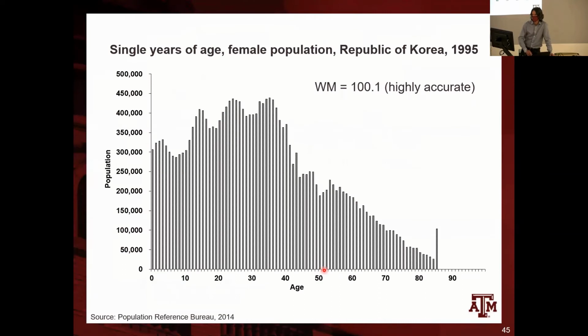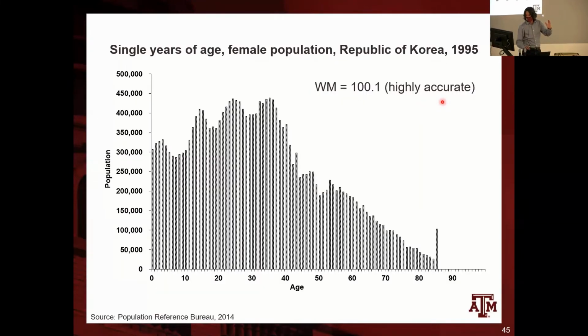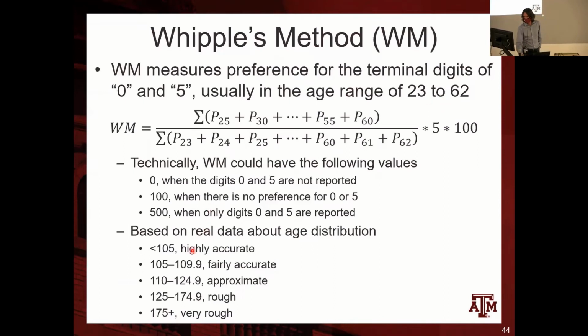Some examples. This is data for Korea in 1995. We have here the ages of people from 0 until 85 in single age groups. But this Whipple's index is calculated only for people between 23 and 62, as I showed before. And we reach a number really, really close to 100, 100.1. Highly accurate, pretty much saying that there's no preference for 0 and 5.